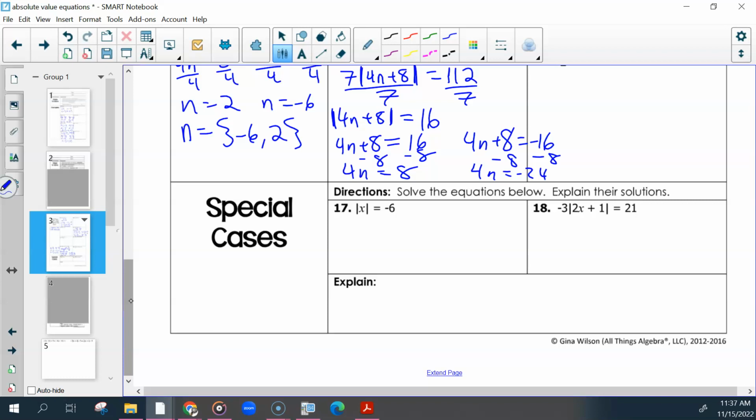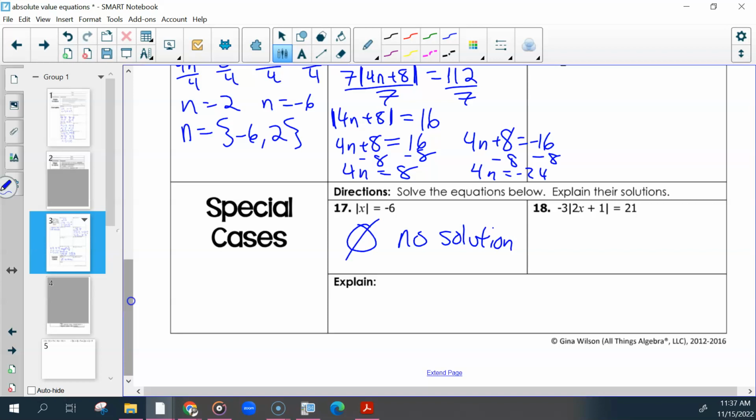If you get an absolute value equation where from the start this equals a negative number, like your absolute value is isolated, there's nothing else you can do, and it equals a negative number, we cannot solve this because absolute value is supposed to measure distance. I can't have a negative distance. So this would be a no solution. You would not continue solving this. You would stop.